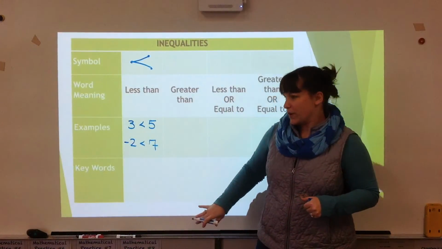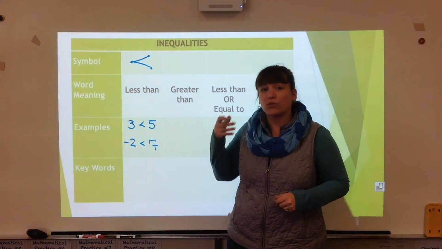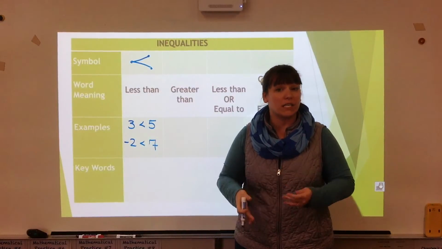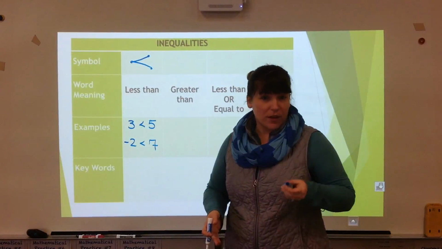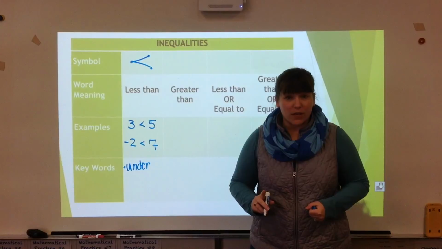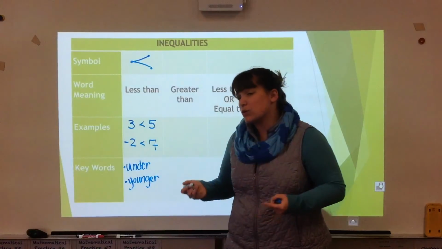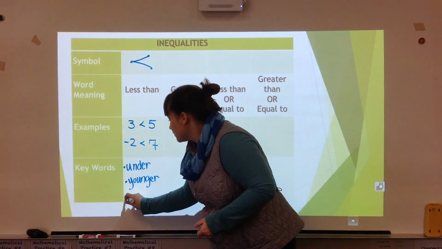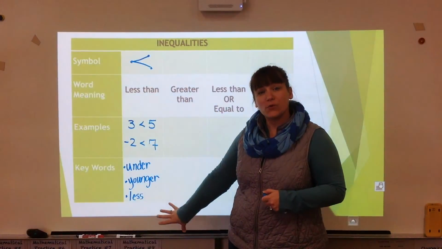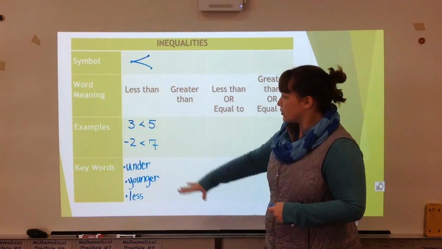Here's the more important part. We're going to outline some key words. When you see these keywords, that will trigger that we're going to need to use the less than symbol when we're putting an inequality together. So one key word that you're going to see is the keyword under. Another keyword that you would see is younger. And the most obvious one would be the word less. So we're going to see some situations. You might later on have to create your own inequality from those situations and stories, and those are the keywords to remember associated with less than.